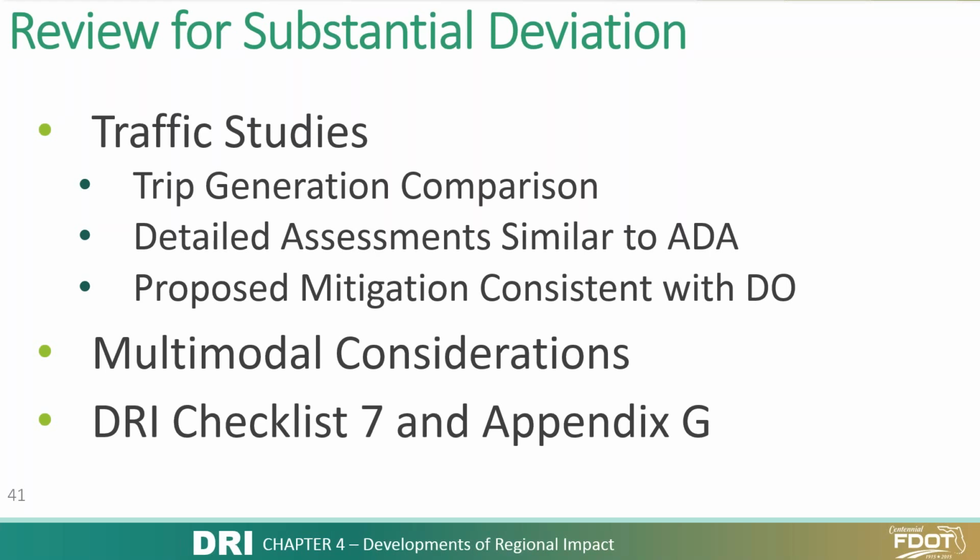Please make sure, though, that when you're reviewing traffic studies, the studies themselves are using proposed mitigation that's consistent with the development order. In addition, you must also make sure that multimodal considerations are taken into account. When a reviewer is looking at an NOPC, within the handbook, please look at DRI checklist number 7. That would help you with your review of NOPCs. In addition, Appendix G of the handbook also has examples of NOPCs and determinations of substantial deviation to help you with your review.